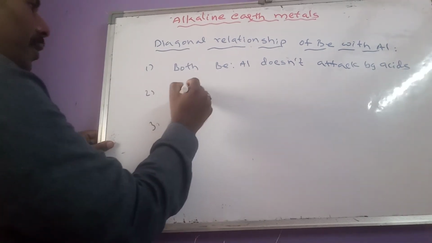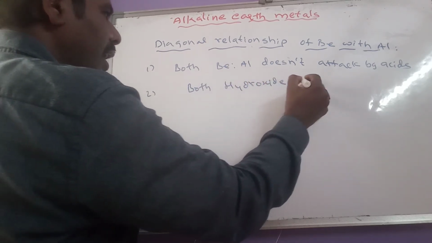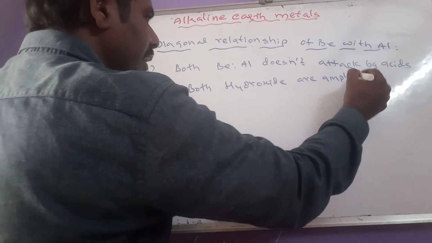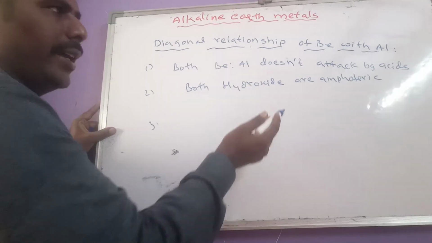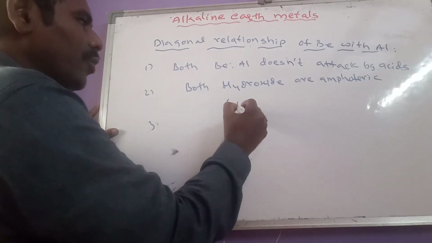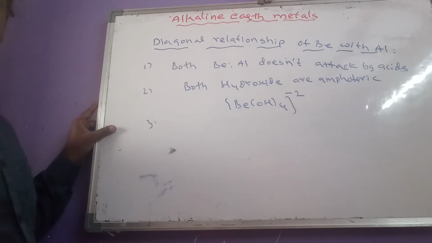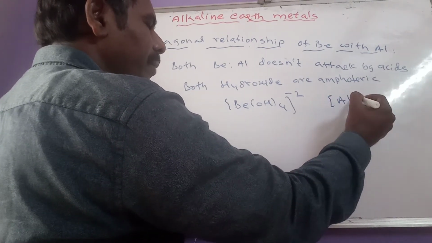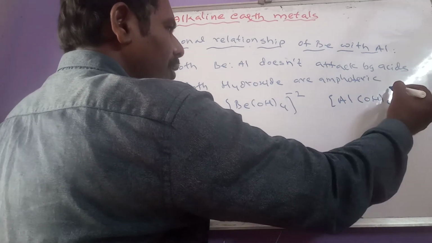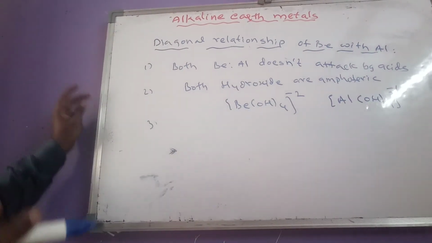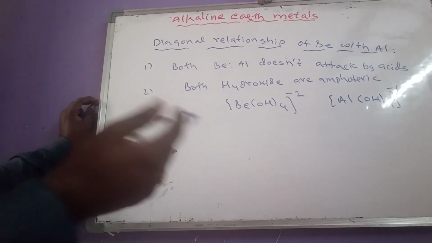Then both hydroxides have amphoteric nature. Beryllium hydroxide dissolves in alkalis to form berylate with formula [Be(OH)4]2-. And similarly aluminium forms aluminate [Al(OH)4]-. So like that, similar to aluminium, beryllium also forms compounds by reacting with the bases.